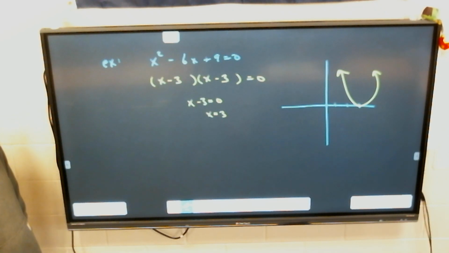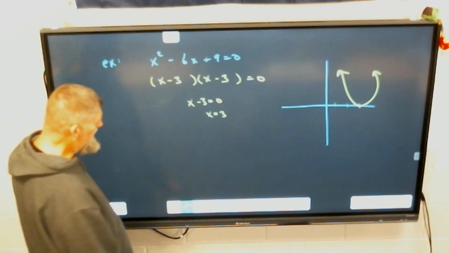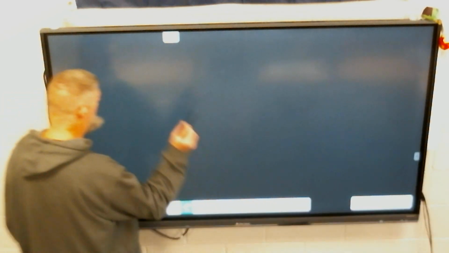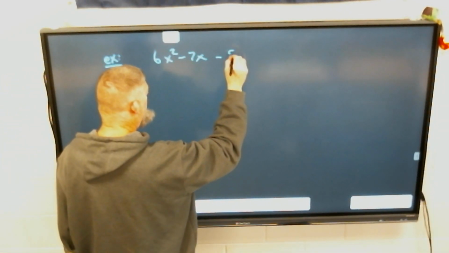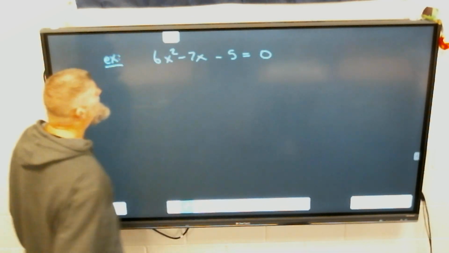And then, of course, from lecture 4, the last one. I was going to have a special guest go over this one, but they couldn't make it, so I had to do it. So we have 6x squared minus 7x minus 5 equals 0. How did I factor this one? We did bottoms up. Which is why I was going to have a guest speaker come in and do it.